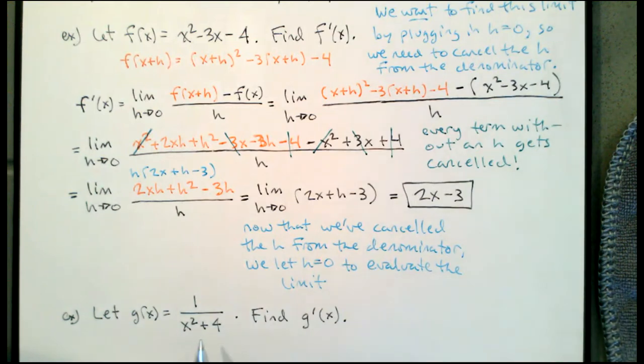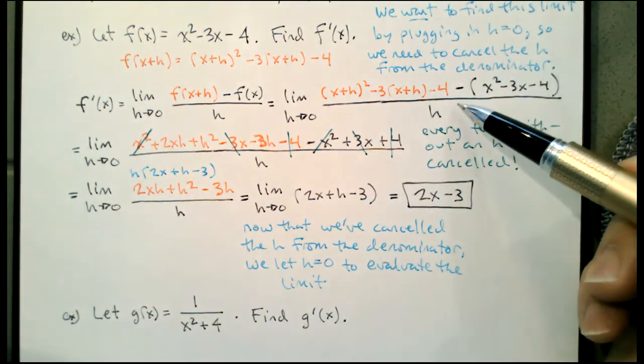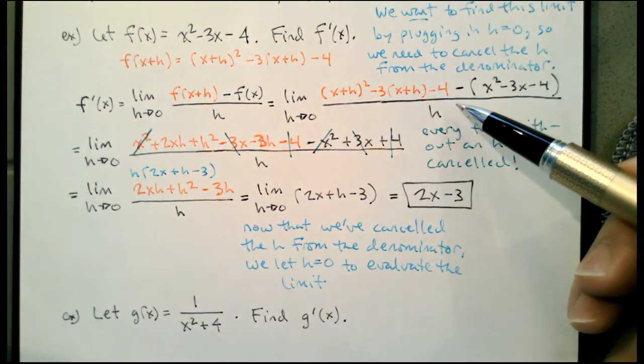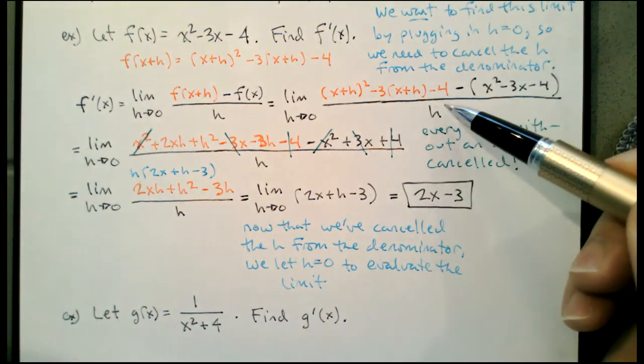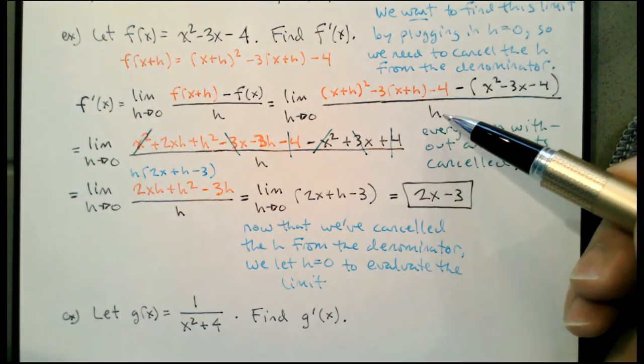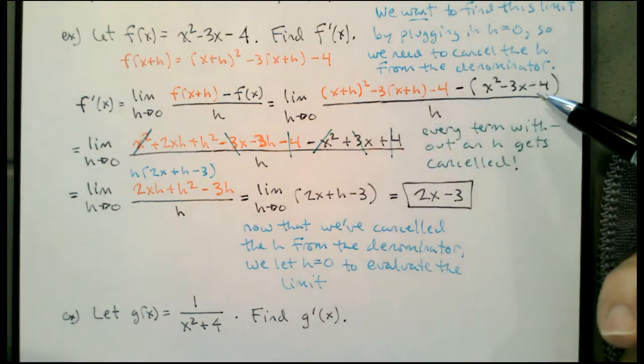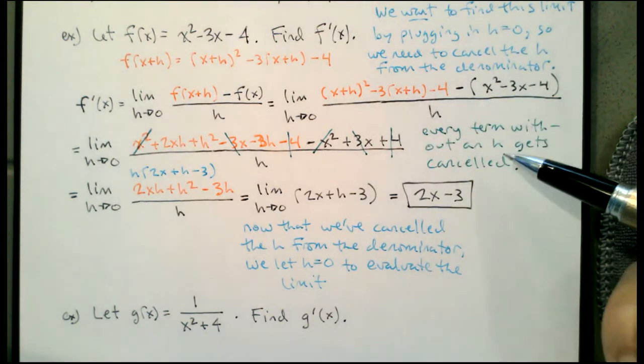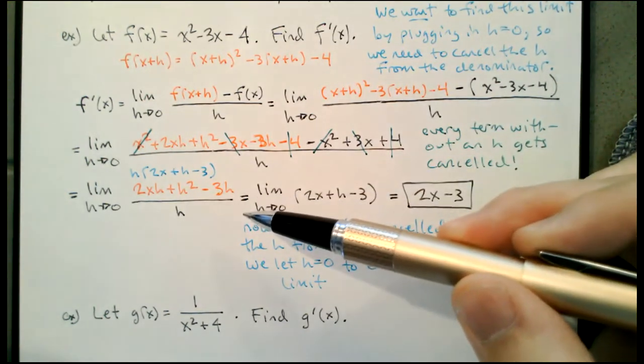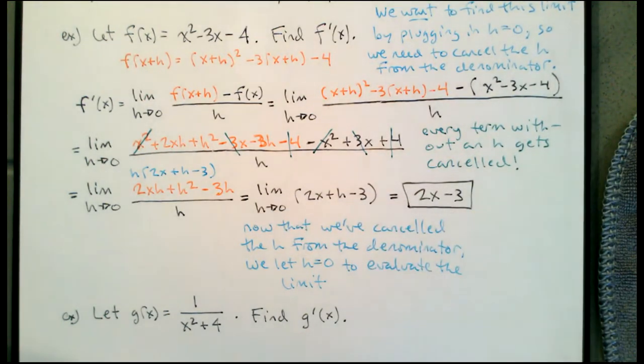So when we look at this g of x to find g prime of x, we've got 1 over x squared plus 4. We're going to put this function into our definition of the derivative, and the same things are going to happen. We're going to want to evaluate the limit by plugging in h equals 0. So we're going to want to cancel this h from the denominator. To make that happen, all we're going to have to do is simplify the numerator. Every term without an h is going to get canceled, and then we'll be able to cancel the h from the denominator.